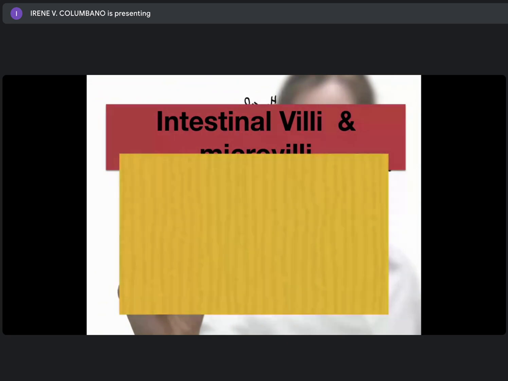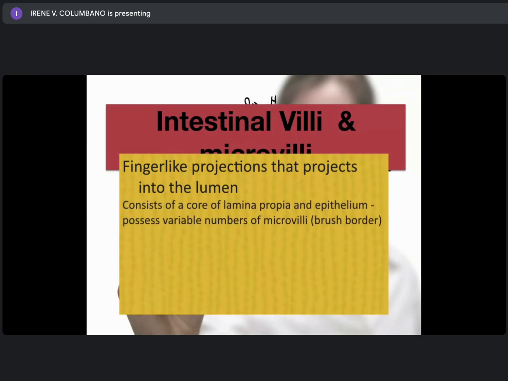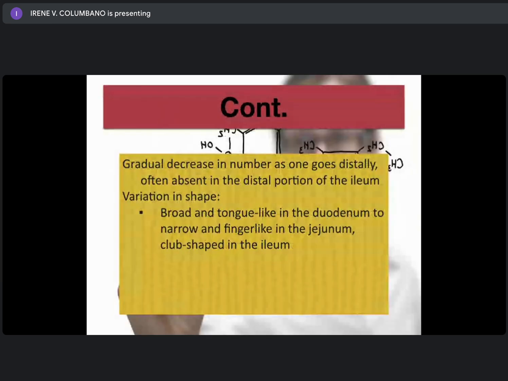Intestinal villi, no? So, finger-like projections that project into the lumen. And it consists of a core of lamina propria and the epithelium possesses a variable number of microvilli known as the brush border, no? Meron din dito mga columnar cells known as the enterocytes. Ano ba ginagawa ng brush border? They are densely packed microvilli, covered by glycocalyx. So maraming microvilli sa proximal segment of the small intestine as compared to ileum, which is the distal segment of the small intestine.